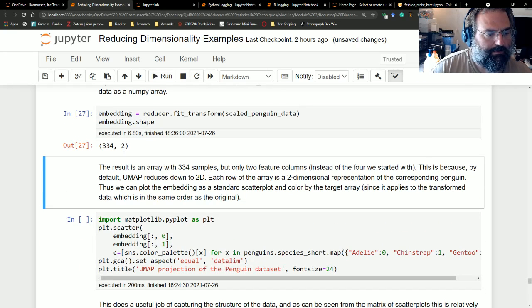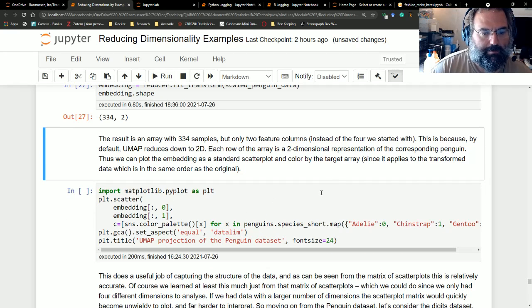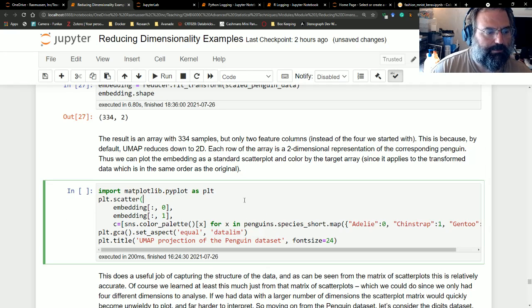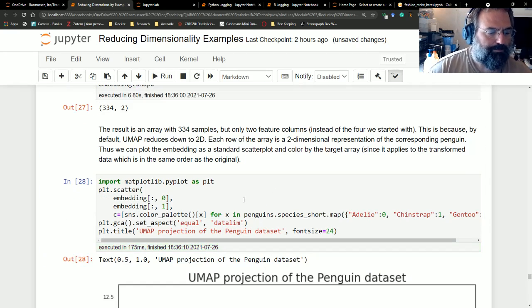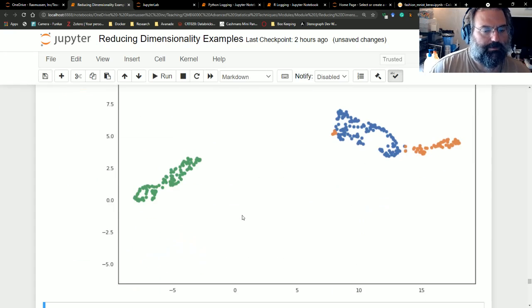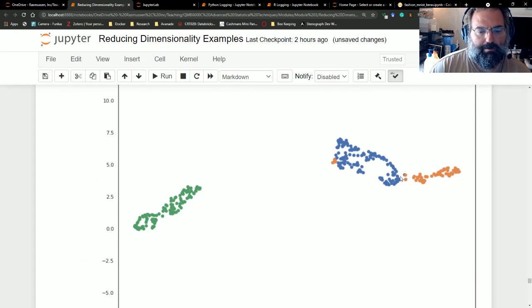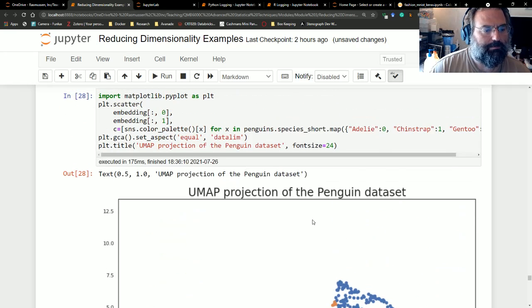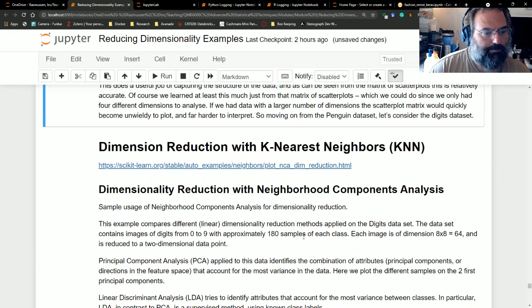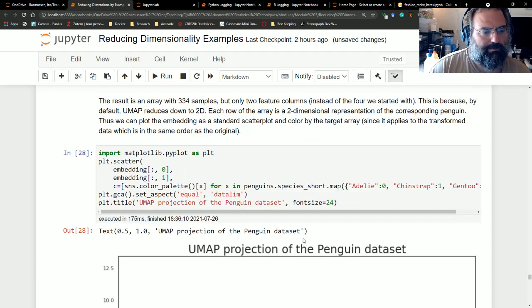And we do get back an array with 34 samples and 2 feature columns instead of the 4 we started with. So we reduced from 4 to 2, and then we can do our projection. And you can see pretty good, given that we've reduced the size, although you get a little bit of weirdness here and a little bit of weirdness there, but otherwise that's really pretty good. So this one I was pretty impressed with.